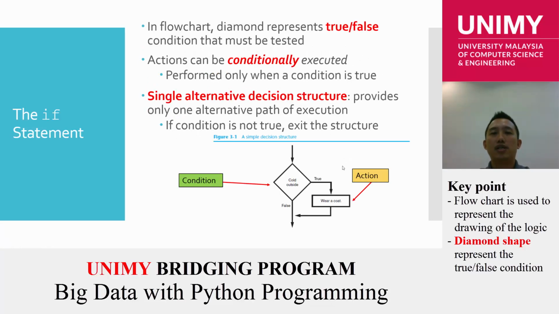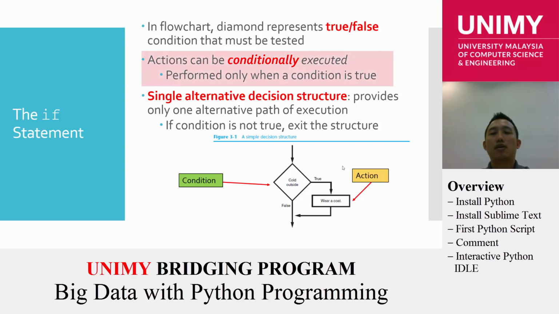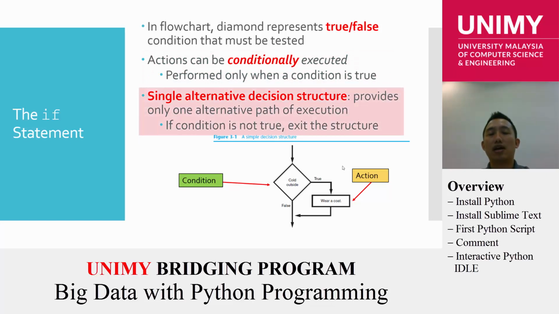Usually in programming, we will have something called flowcharts to represent the drawing of the logic. Diamond shapes are used to represent the true-false conditions that must be tested. The actions will be executed if the condition is true. So we can have a single alternative decision structure, which provides only one alternative pathway of execution. If the condition is not true, it will exit the structure.